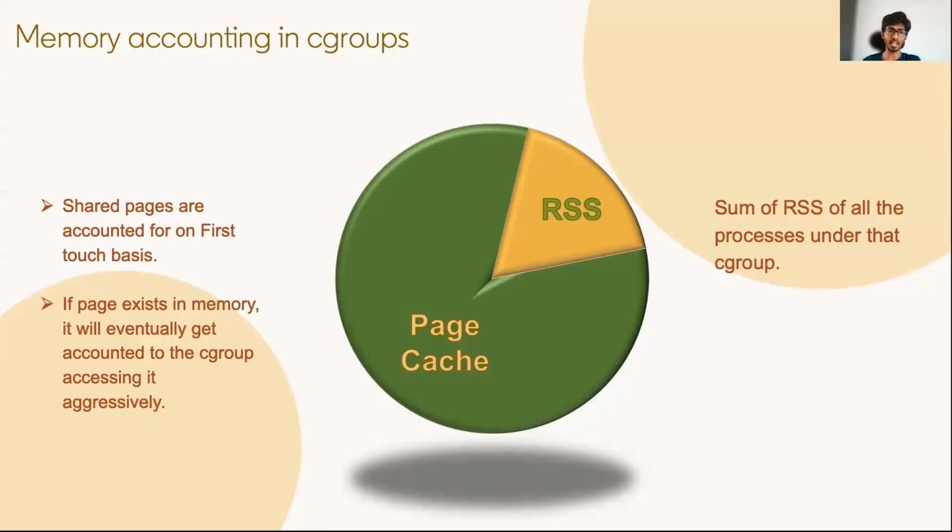Shared pages are accounted for on a first touch basis. What this means is that any page that was created by a process inside a C group is accounted to that C group. But if the page already existed in memory, then the accounting gets complicated. In this case, the page will eventually get accounted to the C group after it keeps accessing that page aggressively. So let's take a look at how that works.